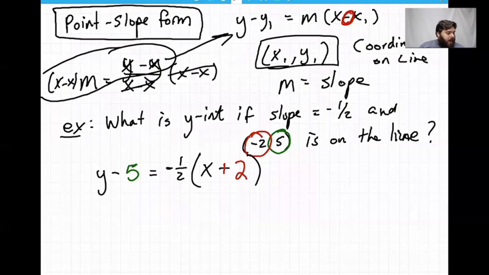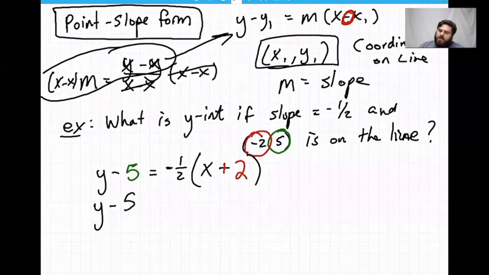Now, if it just said find the equation, this would work. This is the equation of the line. But it asks for a little more information. It says, what's the y-intercept? So if I'm thinking y-intercept, I should think, oh, slope-intercept form, because that's the one that tells me the y-intercept, okay? So then what I do is I just simplify. So first thing I do is I distribute. I multiply this -1/2 inside both of the terms. So I get -1/2 x minus 1. Okay, a half times 2 is 1. Negative times positive is a negative.